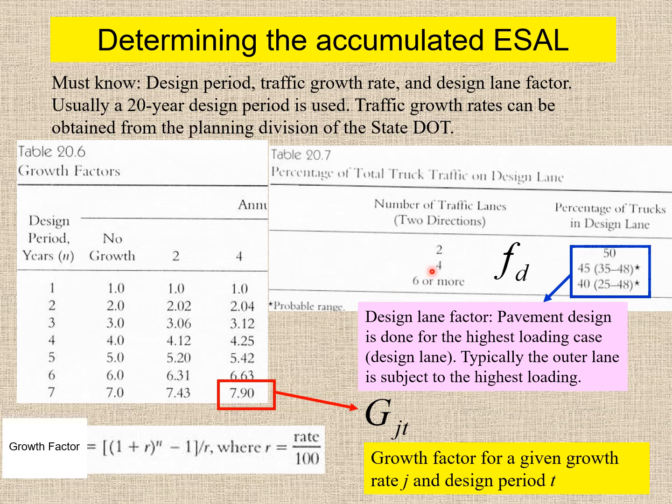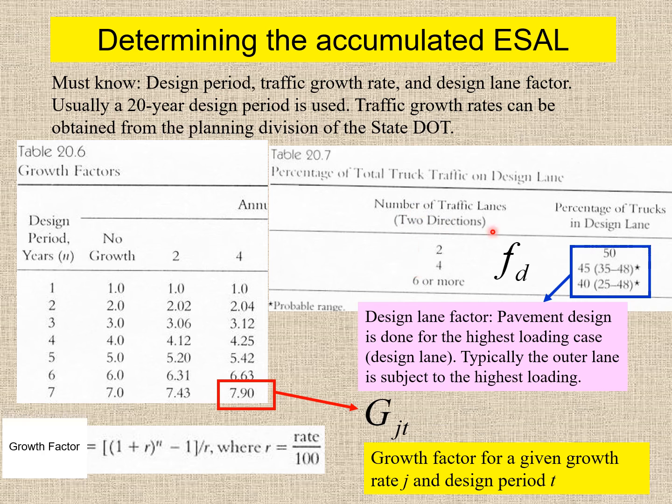Now this table is also important. Look at Table 20.7, percentage of total truck traffic on design lane. Now what is design lane? Definition is given: pavement design is done for the highest loading case, and that is considered the design lane. Typically the outer lane is subject to the highest loading.